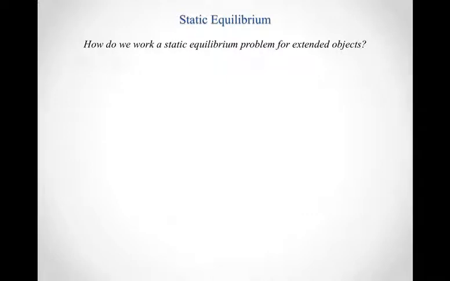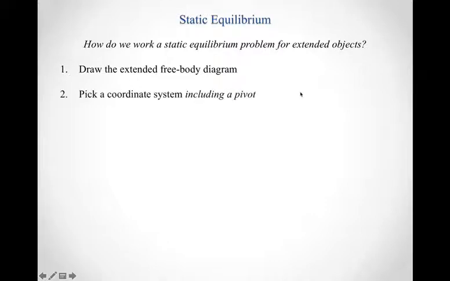So how is it that we're going to work a static equilibrium problem for extended objects? Well, we're going to work it basically the same way that we would work it when we can treat things as point particles, with the additional difference that we now have to worry about torques. So I'm going to start by drawing an extended free body diagram. And again, notice the extended free body diagram is going to let me see where all the forces act on my object. I'm going to pick a coordinate system, and one of the things that I'm going to care about is a pivot. And what we'll see is there are some choices we can make for pivots that make the math in the problem a little bit easier, and that's something that we'll talk about in class.